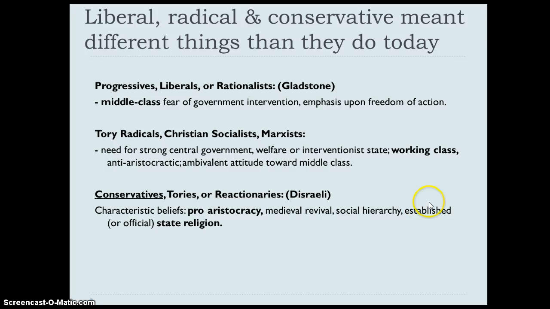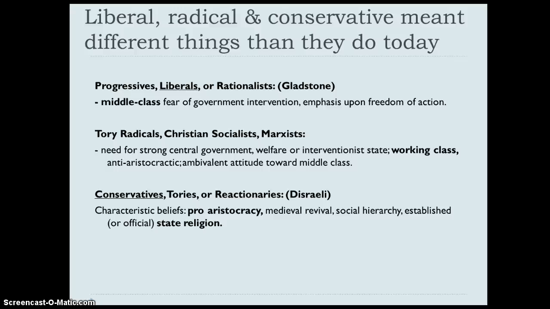Okay, so a few points of clarification before we talk about the British. Liberal, radical, and conservative. Again, we have to think about the 19th century view of liberal and conservative, not the 21st century view of liberal and conservative. Your liberals is like liberalism. It's your middle class, more laissez-faire in terms of politics, government intervention that will help the middle class. We're not talking about the working class. Wanted freedom or equality of opportunity, not so much equality of condition, not everyone to be the same.